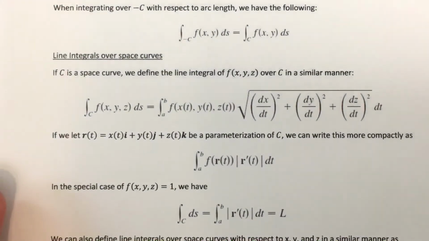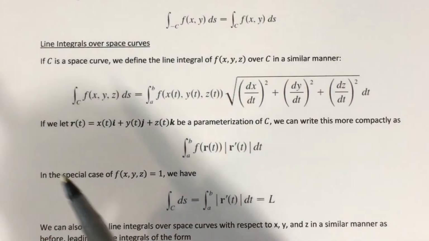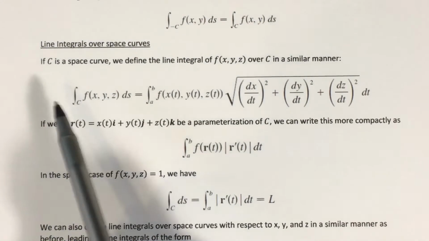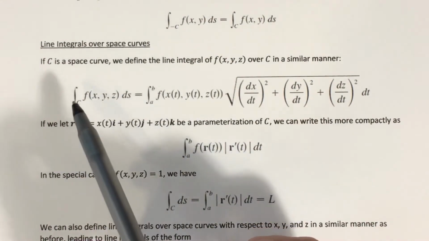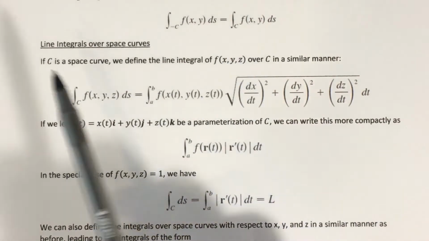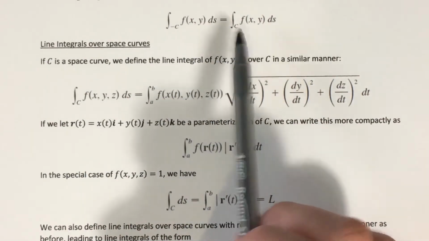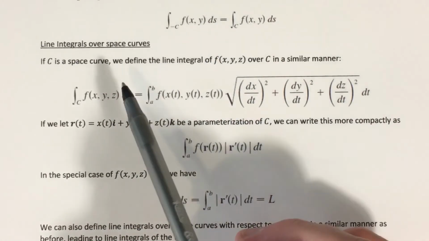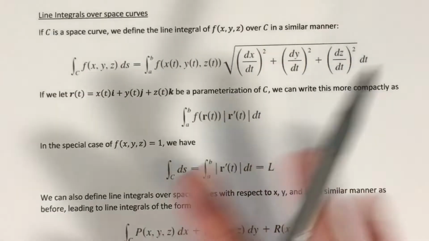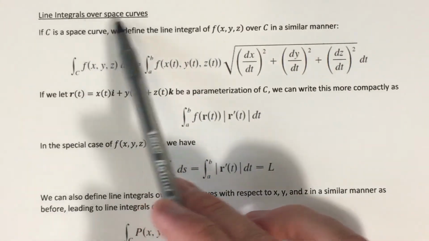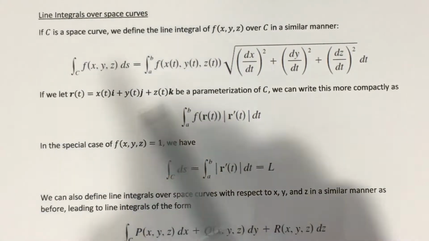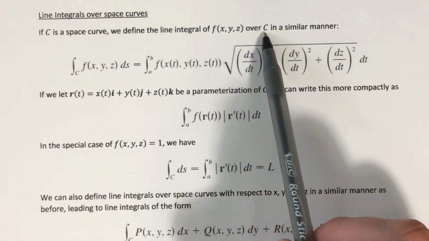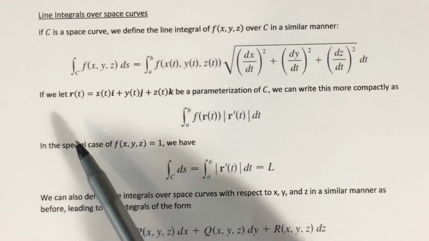All right, so here's where we left off in the last video. The idea that we've been working with up until this point is that we've been integrating functions over plane curves, C. So that's how we've been defining our line integrals up until this point. But what we want to do is extend that idea into space curves. What if we have a function of 3 variables and some space curve C in the domain of that function?